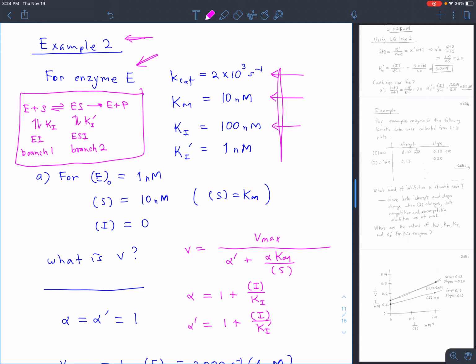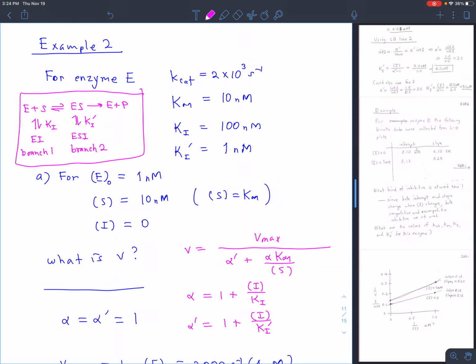Then the 2 Ki values are there, and notice I've chosen them to be quite different. So the branch 1 Ki is 100 nanomolar, which means you're not going to get much inhibition until you reach an inhibitor concentration on the order of 100 nanomolar. But the branch 2 Ki is 1 nanomolar, which means you're going to start getting significant inhibition at much lower concentrations, at 1 nanomolar or so.